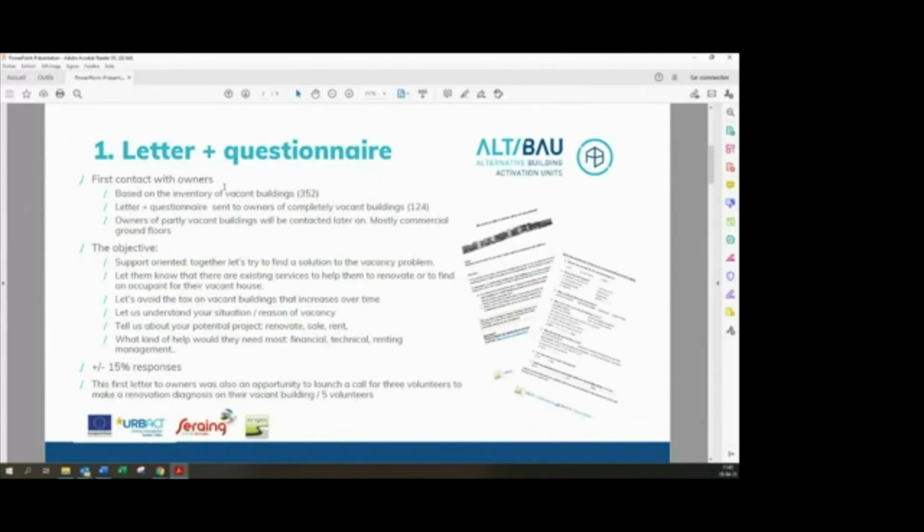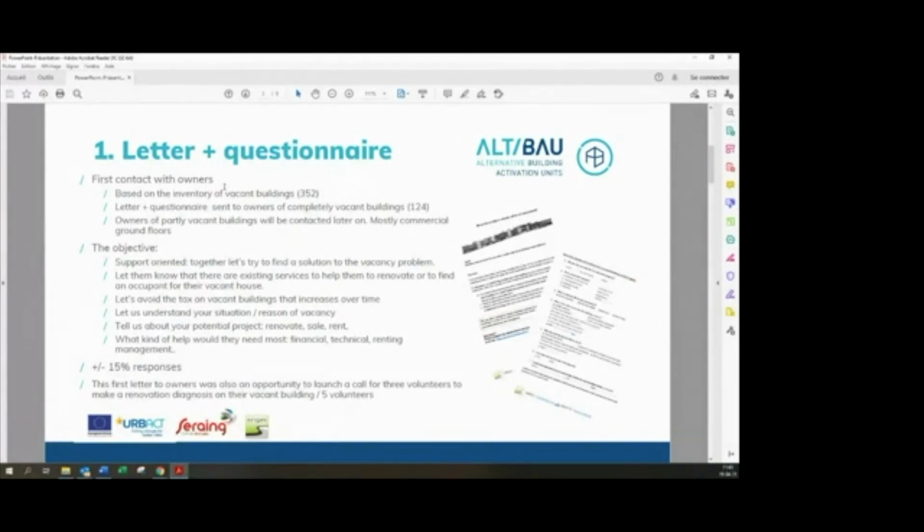We also wanted to give them the message that it's better to do something than to do nothing, because if they do nothing, they might have to pay the tax, and the tax is increasing over time. After 3 years, it's getting pretty high, and for a building that has been unoccupied for 10 years or more, they can pay quite an important amount of money. So it's better to invest it in the renovation than in paying tax.